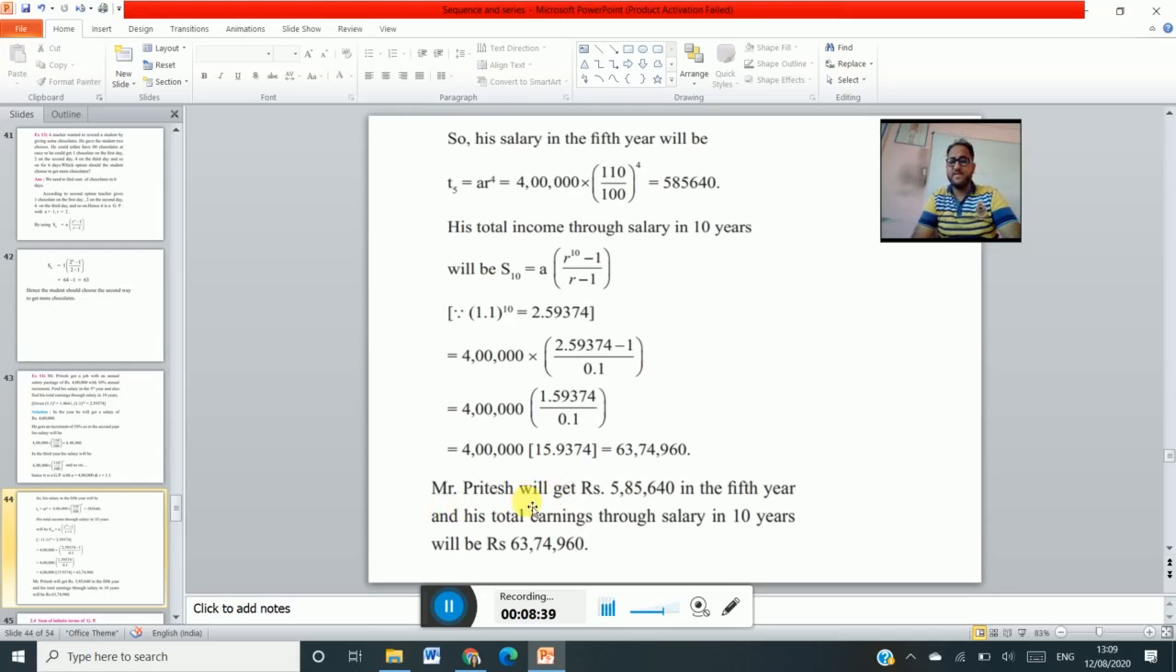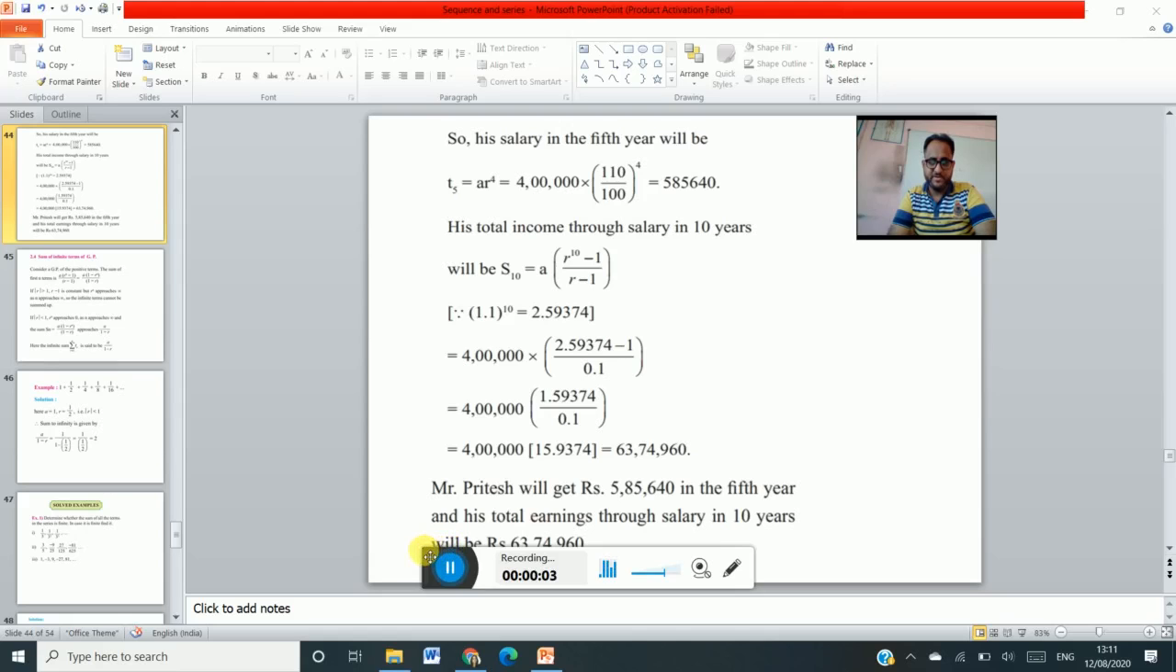So Mr. Pritesh will get 5,85,640 in the 5th year package, and his total earning through salary in 10 years is 63,74,960. So in this way, we have to solve some examples. Try to complete those examples.